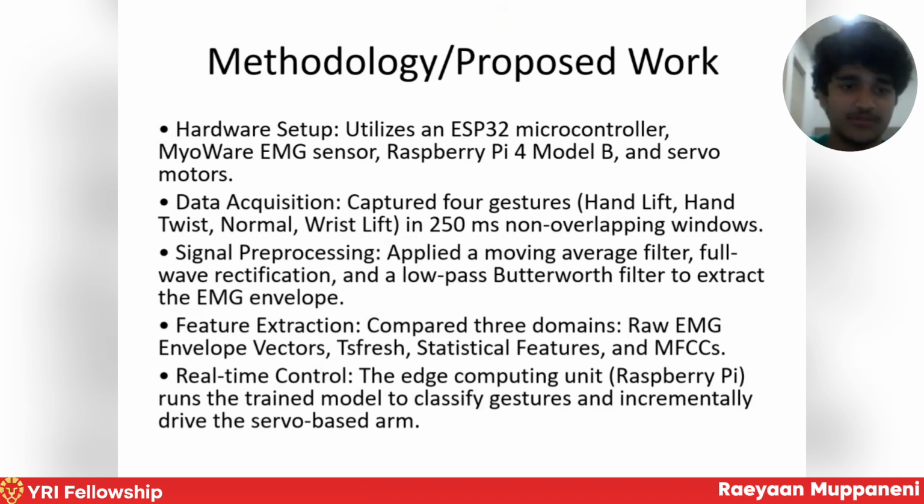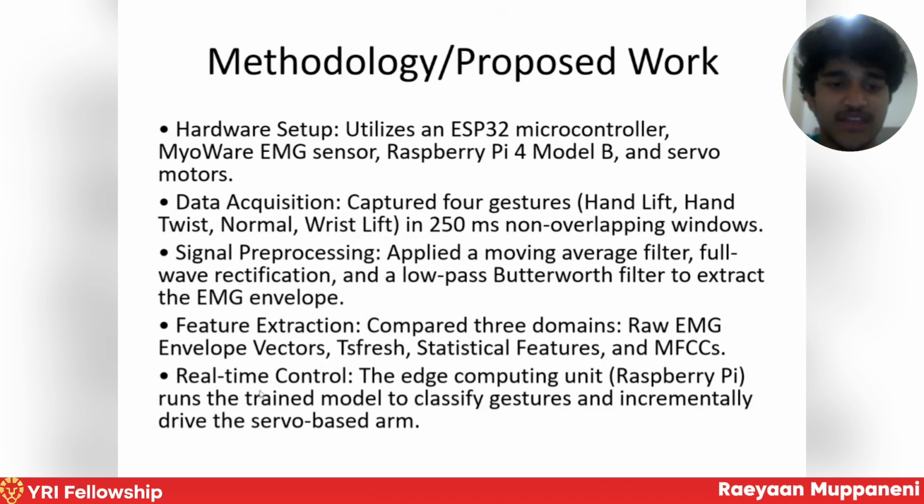Now, for the signal processing, EMG data is actually really noisy. So what I did to get clean values was I applied a moving average filter, which removes all this high noise and spikes. And then I used a full wave rectification, which makes all the values positive. That way we're only looking at the magnitude of the EMG data. And then the low pass Butterworth filter creates smooth values rather than the spikiness of the EMG data.